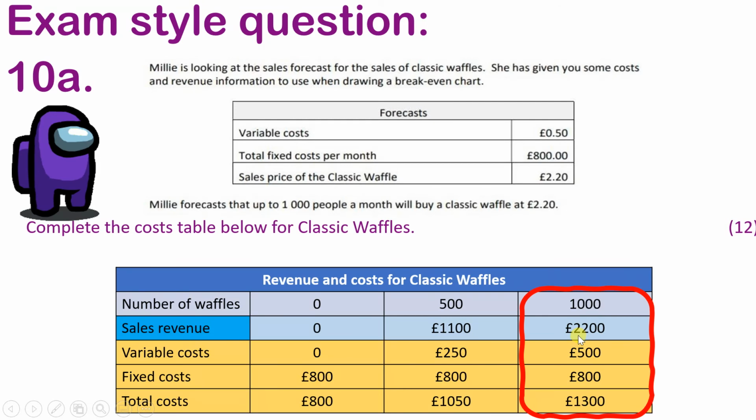which is 2,200. You've got a variable cost of 50p for 1,000 waffles, which gives you a total variable cost of £500. Fixed cost stays the same at 800, so fixed plus variable gives you 1,300 as your total cost.